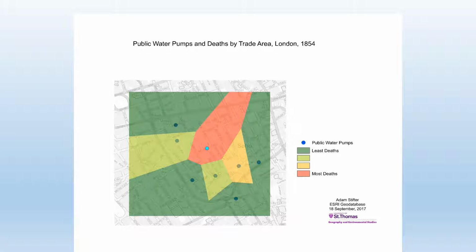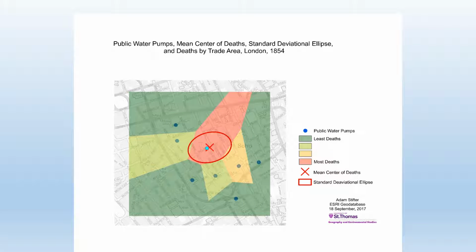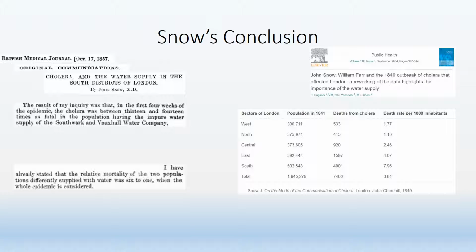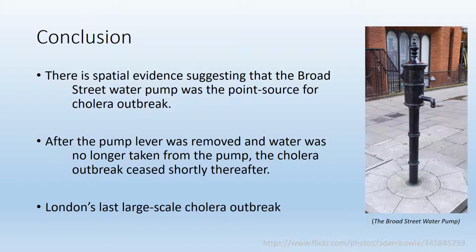As you can see, this one particular trade area, rather, seems to be experiencing the greatest number of deaths. And now, with the mean center of deaths and the standard deviational ellipse overlaying, you can see we have a true correlation here. Snow's conclusion was that this particular water pump, the Broad Street pump, was the point source for these infections. With the help of modern GIS tools, I have confirmed that there is indeed spatial evidence suggesting that the Broad Street water pump was the point source for the cholera outbreak.